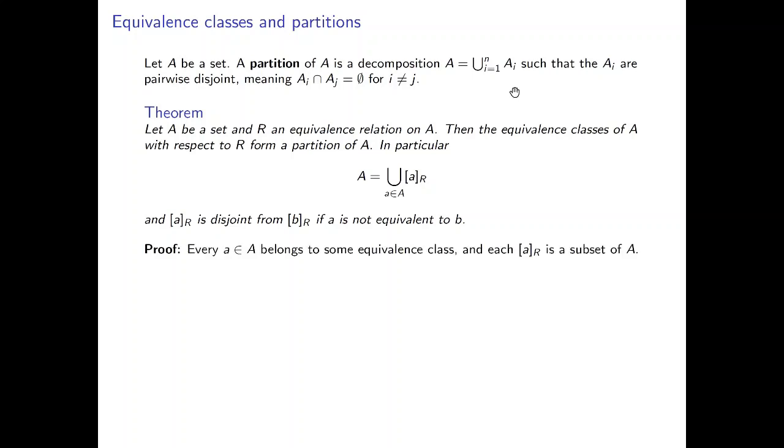Right. And so how do you prove this? So the first thing to prove is just that I can write my set A as the union of the different equivalence classes. And that's a straightforward set theory exercise.